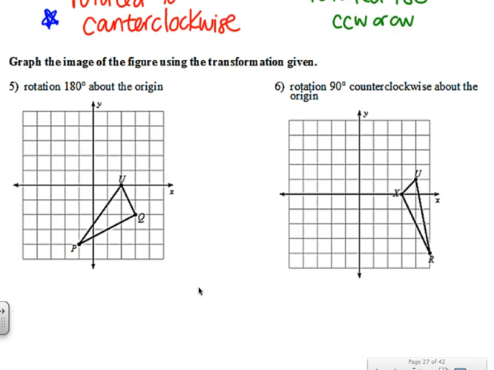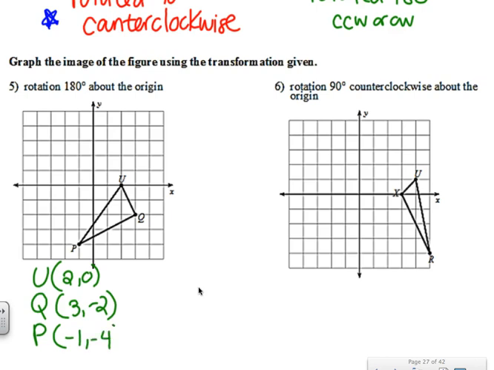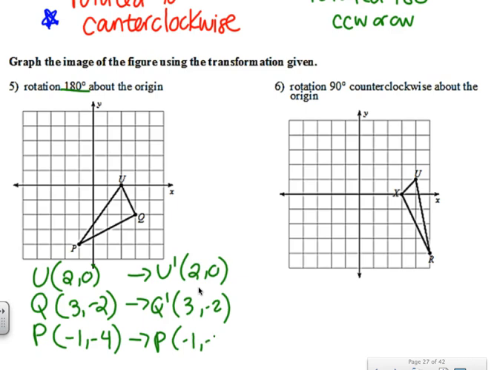So let me go ahead and write the coordinates out. I've got U, Q, and P. So U is on the x-axis at 2, 0. Q is at 3, negative 2. And then P is at negative 1, negative 4. Okay, so now I want to go 180 degrees, which means I do not need to switch my x and y pairs. So my U prime is still going to be at a 2, 0. My Q prime is still going to be at a 3, negative 2, and then my P is still going to be at a negative 1, negative 4.